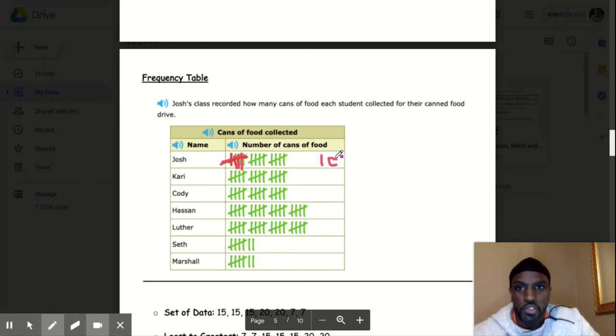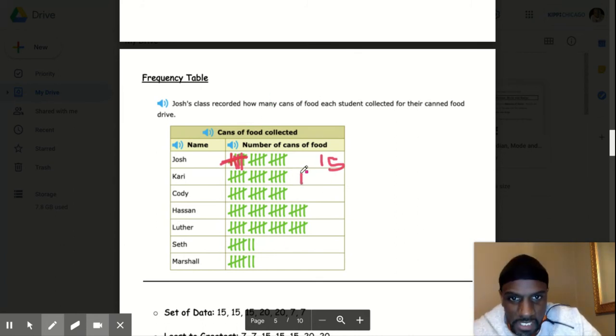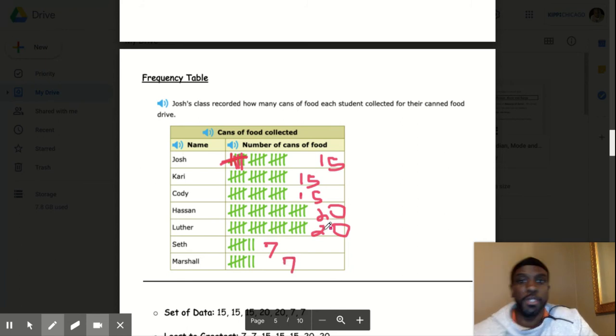So Josh's class recorded how many cans of food each student collected. One person collected 15. Got another 15 here. Cody got another 15 here. We got 3 15s. Hassan got a 20. Luther has a 20. This here looks like Seth got a 7 and Marshall got a 7. Okay. Got that. Bam. We're good.